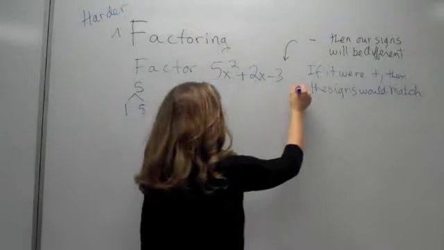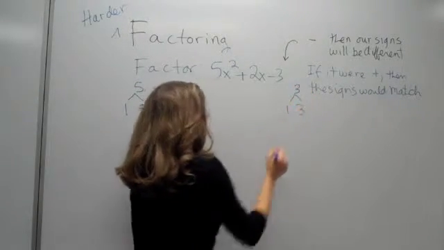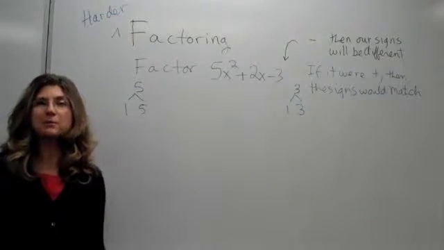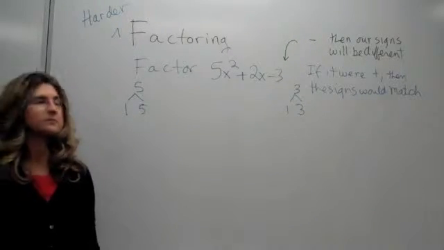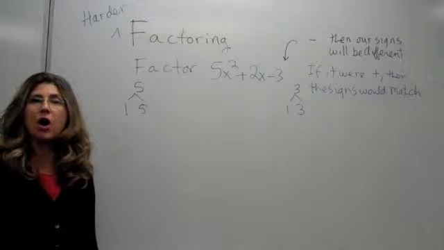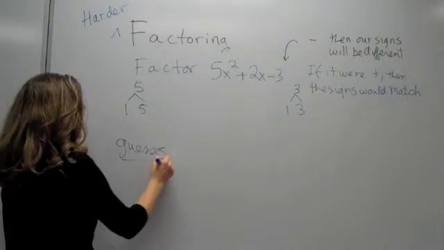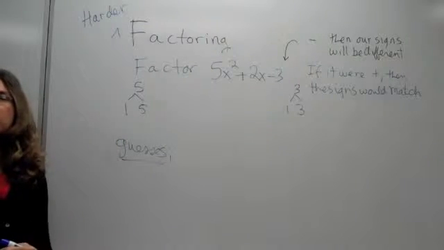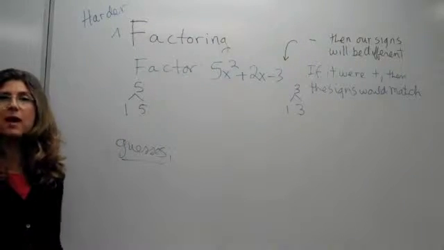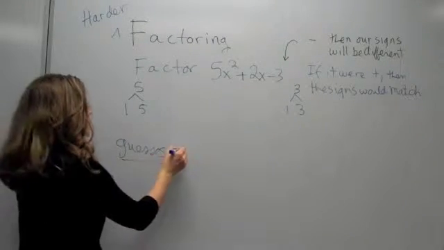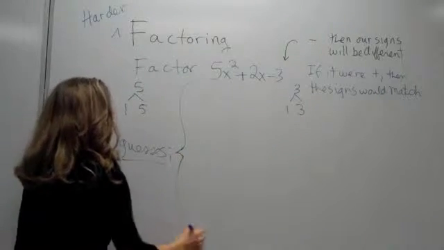What are the factors of 3? They are 1 and 3. Again, since 3 is a prime number, those are the only ones. Now, let's come up with our guesses. We don't know that all of these are going to work, but we're going to guess them, and then we'll check them out with the FOIL method and pick the one that works. So these will be all of our guesses.